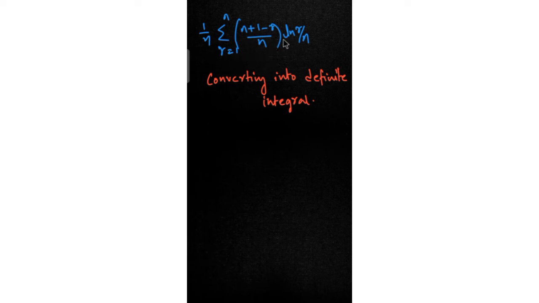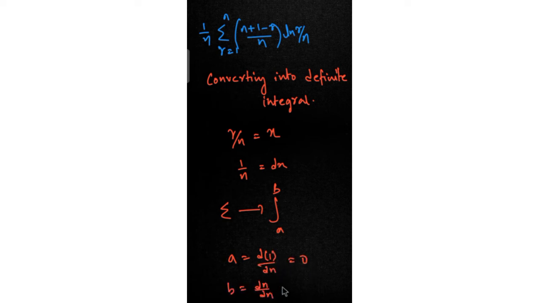Basically, I'll assume r by n as x, and 1 by n as dx, and then this sigma turns into an integral. Now we need the upper limit and lower limit. If I assume the lower limit is A and the upper limit is B, then A is the starting point, r equal to 1, that is 1 by n, which tends to 0, and B is n by n, which is equal to 1. So the upper limit will be 1 and the lower limit will be 0.